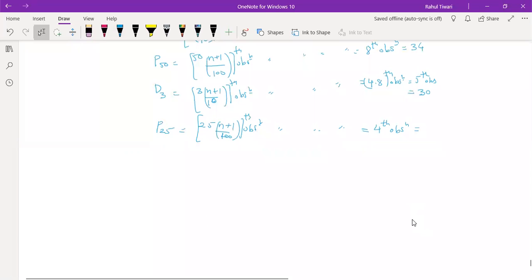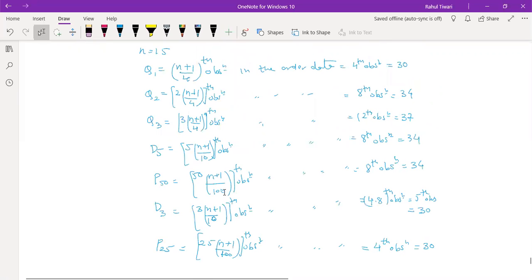So what do we visualize? What can you understand from this data? I have just computed a few things. Can you see here Q2 and D5? Is that the same? This is also coming as the eighth observation. So what can you visualize? Your quartile 2 is equivalent to your decile 5. Because decile 5 also gives 50% of the data above and 50% of the data below. Similarly, quartile 2 also gives 50% of the data above and 50% below.